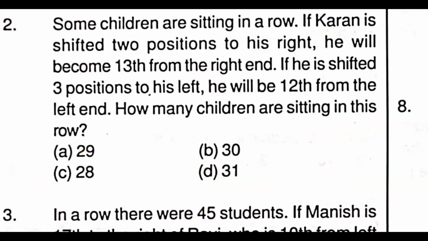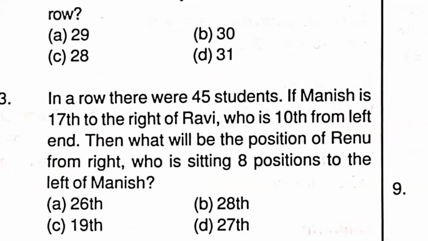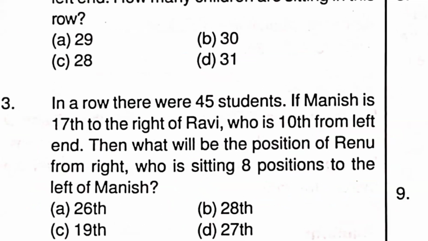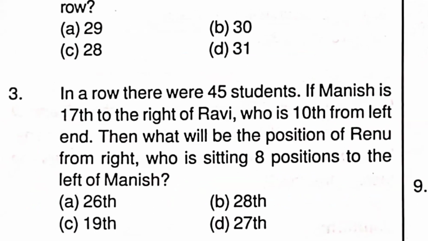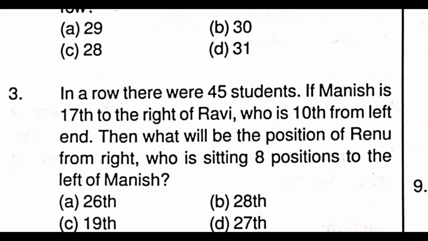Let's see the last question for today. Okay. Firstly, I would like you to try this. The third one. I'll just draw some arrangement for you. So in a row, there were 45 students. We know that total students are 45. This is a row that is given to us, and total students are 45 from left to right. This is the left end, this is the right end. Okay. Now, wait, let me draw like this.